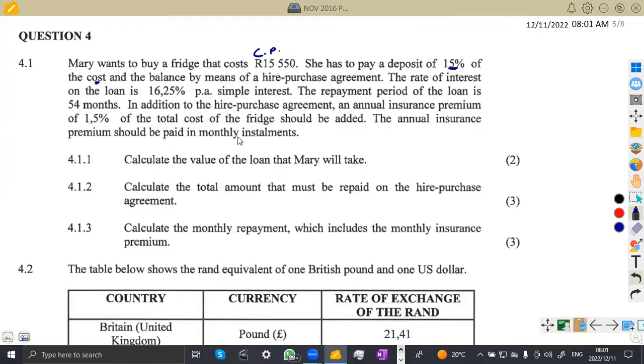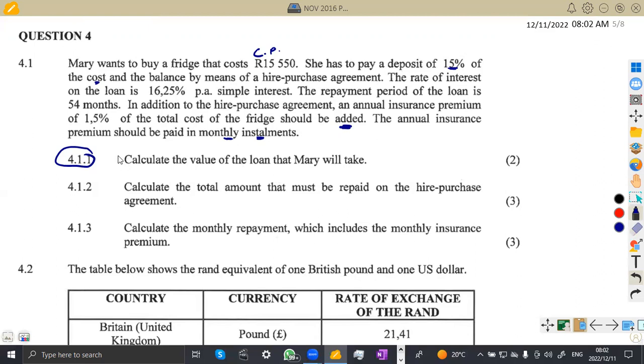The rate of interest of the loan is 16.25% per annum simple interest. The repayment period of the loan is 54 months. In addition to the hire purchase agreement, there is an annual insurance premium of 1.5% of the total cost of the fridge that should be added. Remember that insurance is added to the monthly installments. The annual insurance premium should be paid in monthly installments. Question 4.11: calculate the value of the loan that Mary will take.